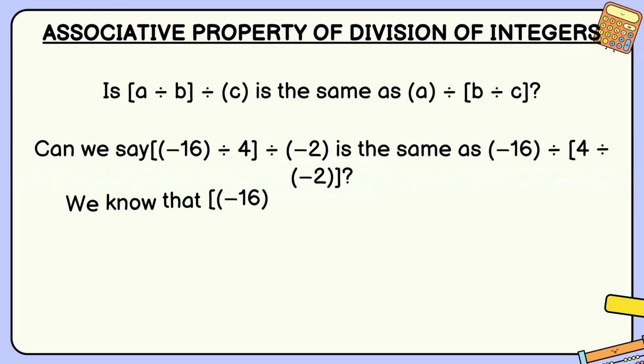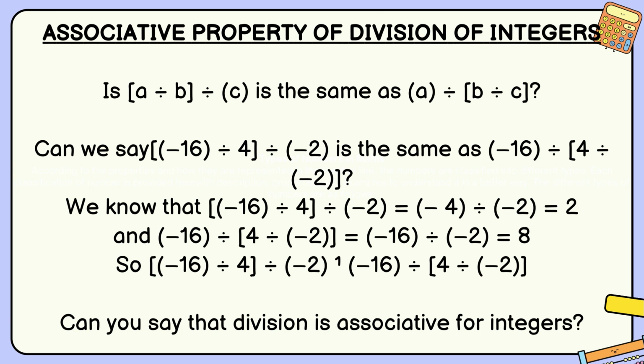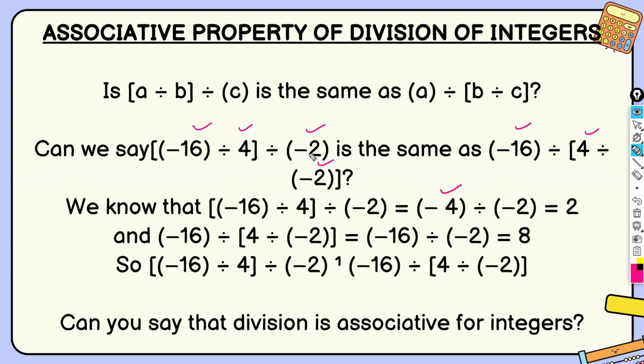Let us see if the associative property is applicable for division of integers. The associative property in division would be A divided by B divided by C is the same as A divided by B divided by C, so we'll take these as A, B and C. Minus 16 divided by 4 is minus 4. Divided by minus 2 is minus 4 by minus 2. So the minus minus gets cancelled, 2 ones are 2, 2 twos. So the answer is 2.